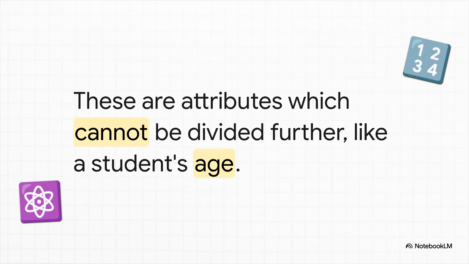All right, let's run through the different types really quick. First up, we have simple attributes. These are atomic, which is a fancy way of saying they can't be broken down any further. Think of a student's age or their roll number. It's just one single piece of data.